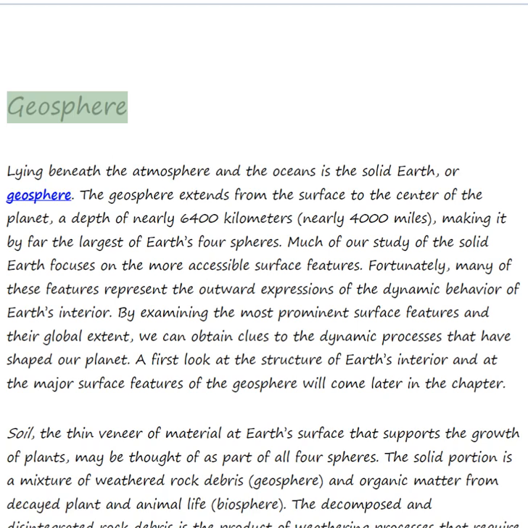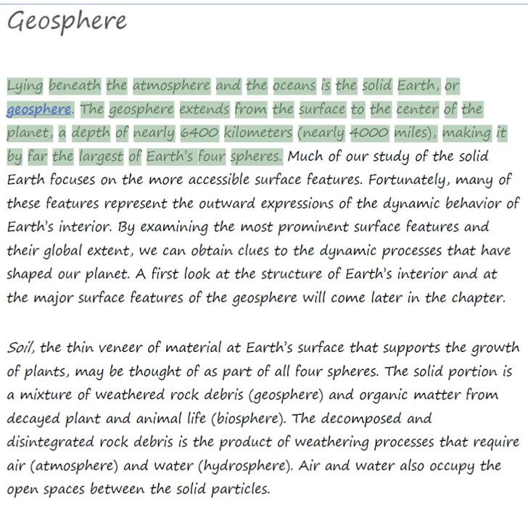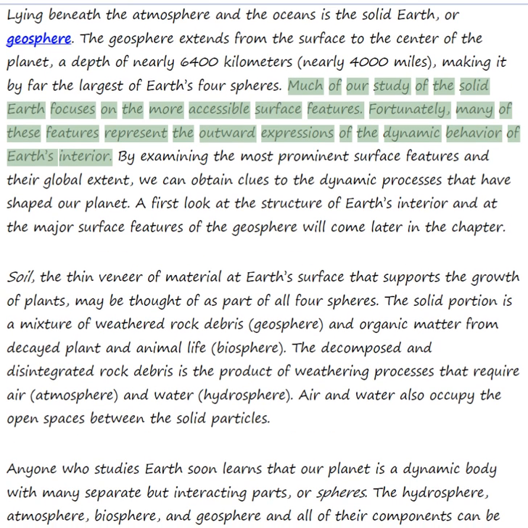Geosphere. Lying beneath the atmosphere and the oceans is the solid Earth, or geosphere. The geosphere extends from the surface to the center of the planet, a depth of nearly 6,400 kilometers, making it by far the largest of Earth's 4 spheres. Much of our study of the solid Earth focuses on the more accessible surface features.